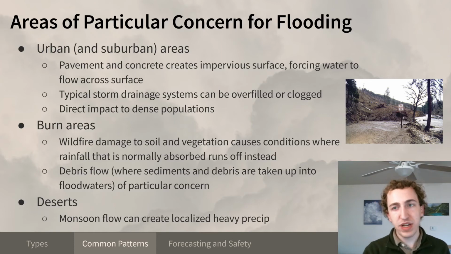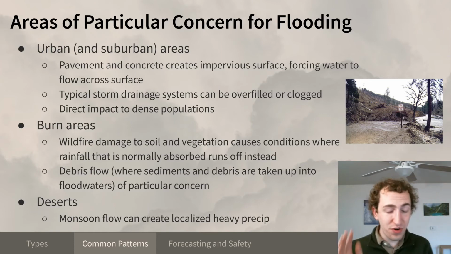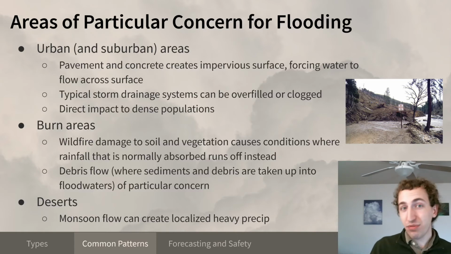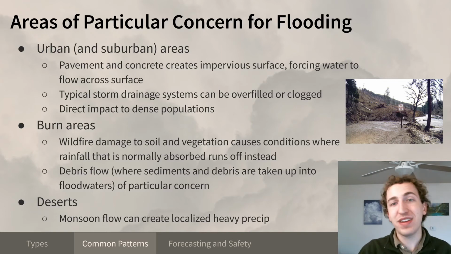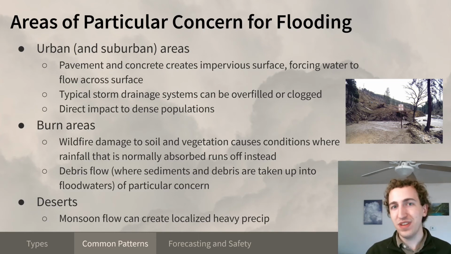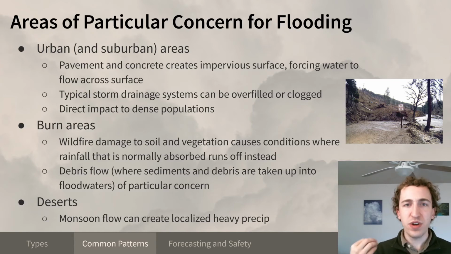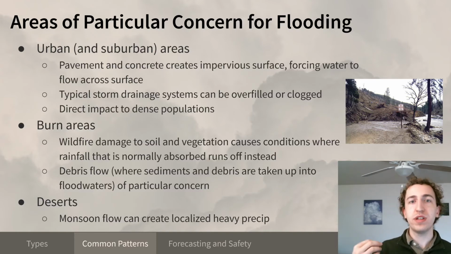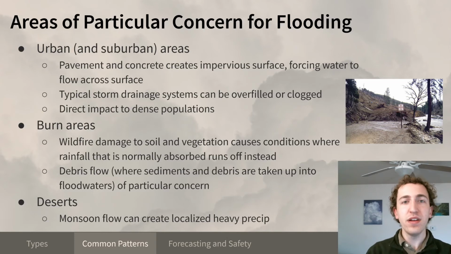The last place to mention is deserts. Deserts don't normally get precipitation, but if they do, they can get a lot at once. That creates a particular problem because the natural climate of the area isn't conducive to soils that absorb this rainfall, so it tends to run off in gullies and arroyos. And when you get broad-scale weather patterns like monsoon flow, which just means warm, moist, tropical air masses coming into this area, that can create a lot of localized heavy precipitation, which can lead to flooding in areas that don't normally see a lot of water.